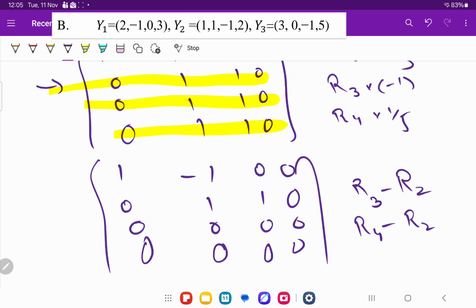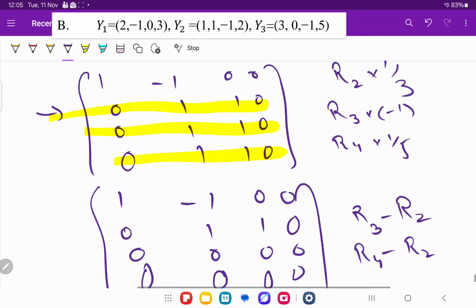So minus 1 plus 1 answer is 0. So we just subtract rows with each other.